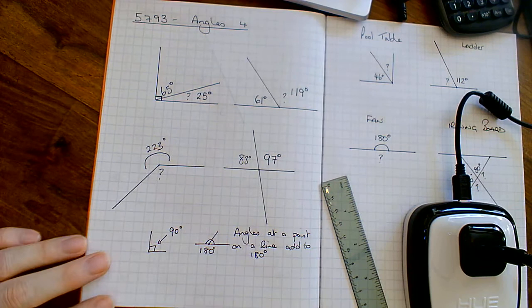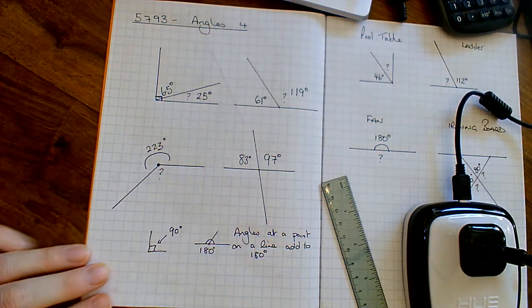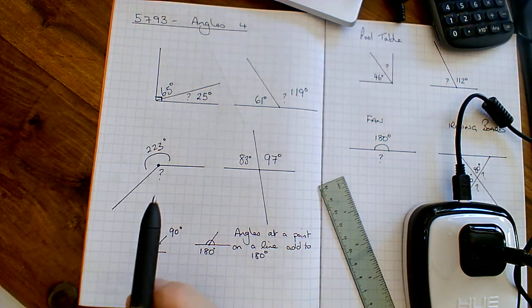Now in this one, this is angles around a point, and the angles around a point always add up to 360. Going around a full circle, people seem to know that angles around a circle are 360.